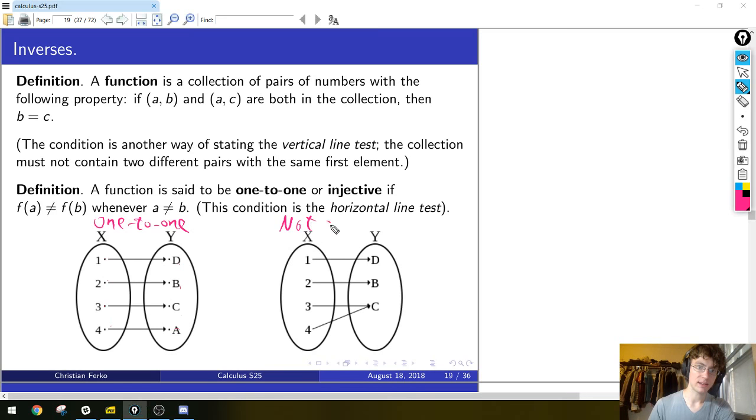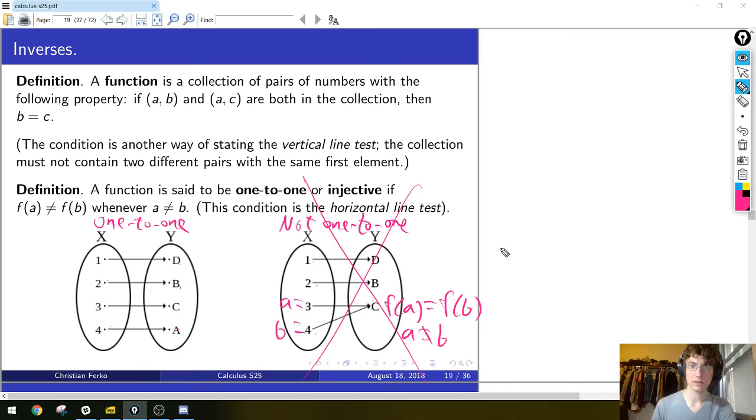And here is an example of a function which is not 1-to-1, because this function maps 1 to d, 2 to b, 3 to c, and 4 to c. So we have two different values, a and b, but f of a equals f of b, even though a is not equal to b. So this is not 1-to-1. So as we saw, you can only have an inverse function if your function is 1-to-1.